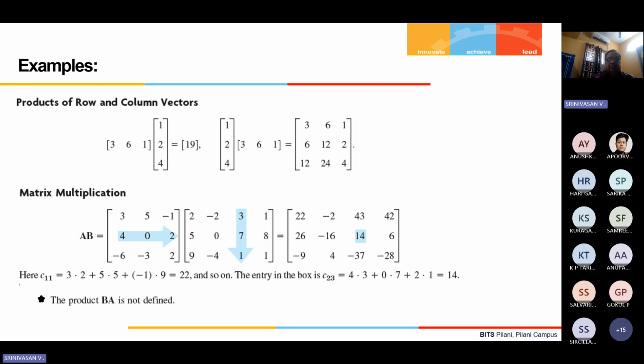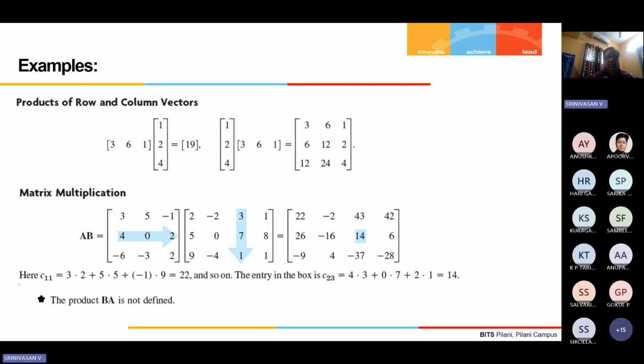The product BA is not defined. So it is for you to take up as an assignment, in the sense you can try your concept right from the beginning. You don't need to wait for the assignment. There are these other questions. Before that also, whenever you find time, you can always check all these things.